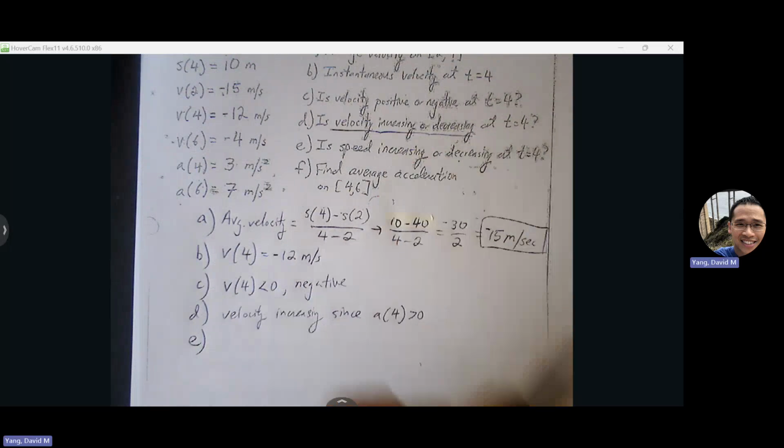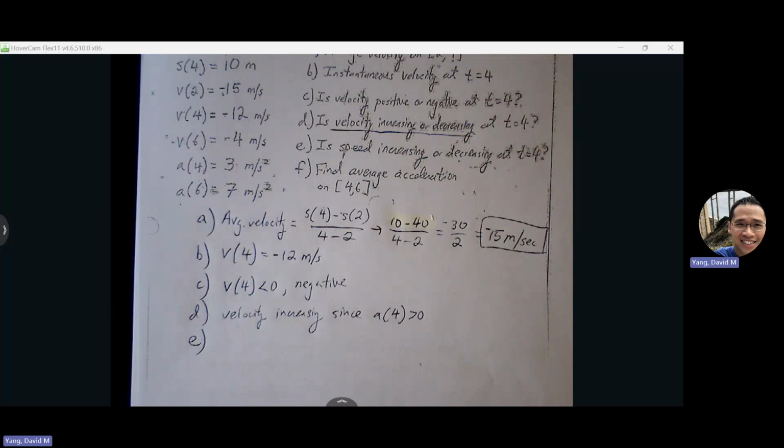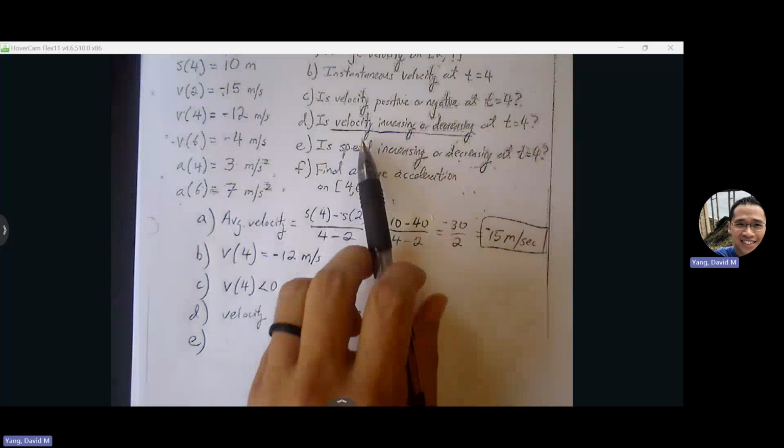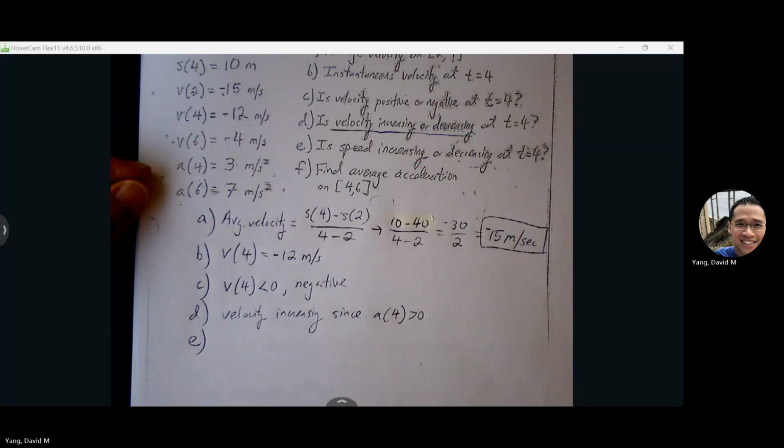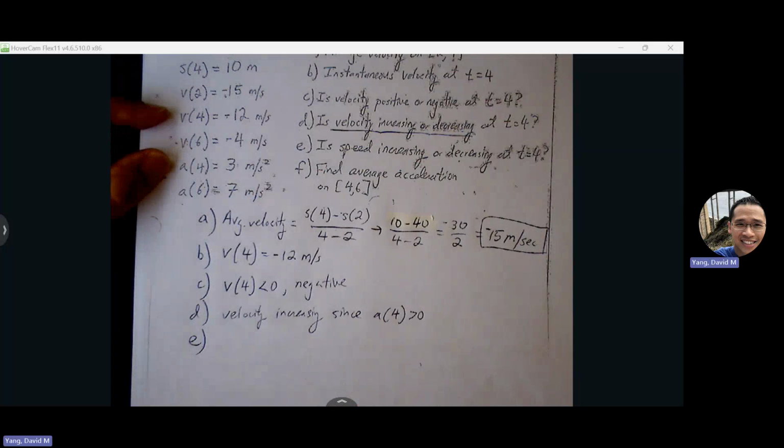Okay, part E is the speed increasing or decreasing at t equals 4. How do we determine increasing, decreasing speed? Good. Compare velocity and acceleration. Decreasing because different signs. If they're both positive, speed is increasing. If they're both negative, also speed increasing. But if one is positive and the other is negative, then speed is going to be decreasing.